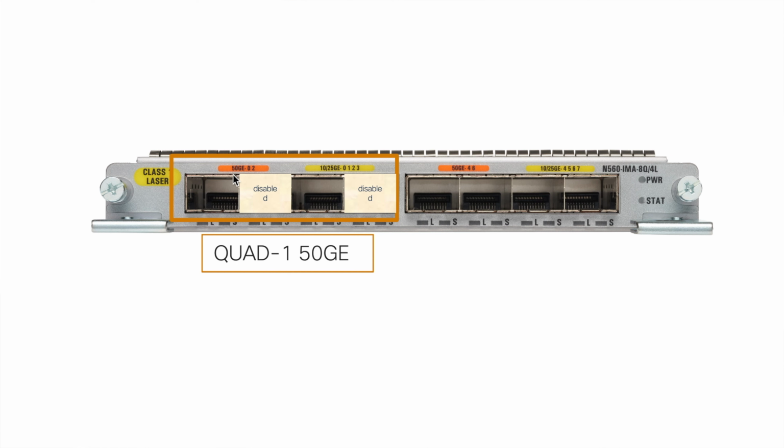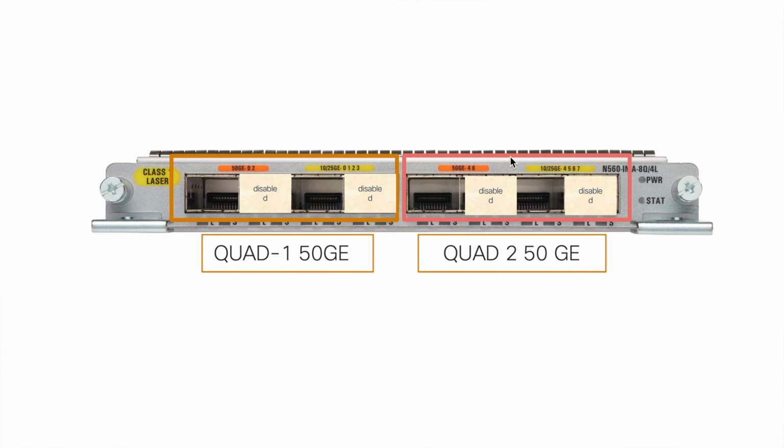That means the 50 gig ports as designated here are port number 0 and port number 2. The other ports in this quad are disabled. Similarly, for quad 2, if 50 gig is enabled, port number 4 and port number 6 are available. Port 5 and port 7 are disabled.